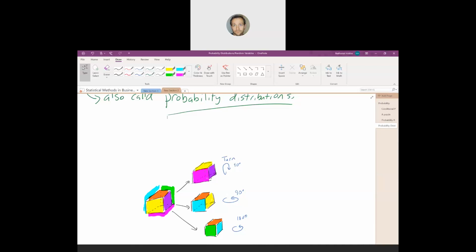Let's assume that this is a fair cube. I'll describe the result of the cube as whichever color is on top of the cube. That's how I'll describe the result of the cube. So here on the left, the result of the cube, I'll call that orange, because orange is on top of the cube.